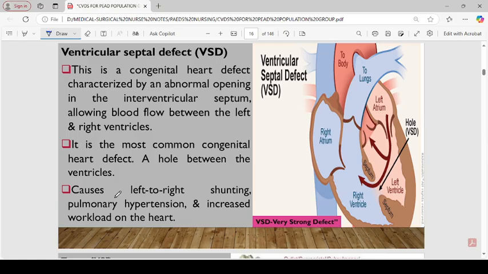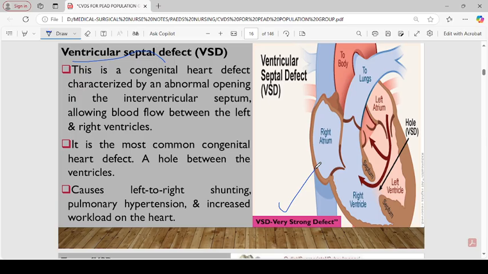So the most common one is ventricular septal defect. That's why somebody joked and said that this is a very strong defect, right? Very strong defect, because the left ventricle is too strong and forces blood into the right. Very strong disease. So remember, the shunting here is left to right.